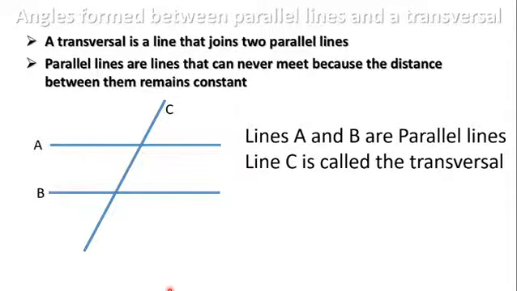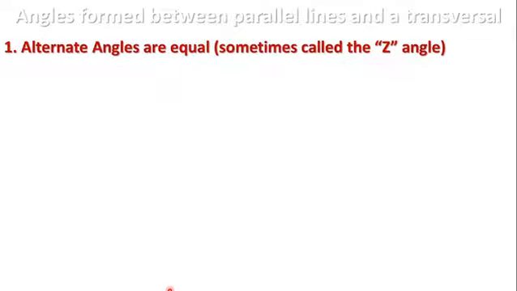Anytime you see something like this, you have 2 parallel lines and then a transversal that joins these 2 parallel lines together. The first of the angles that is formed between parallel lines and a transversal is what we call the alternate angle. And these alternate angles are always equal. Sometimes it is called the Z angle because it usually forms a Z. The angle inside the Z at the top is the same as the angle at the bottom of that.